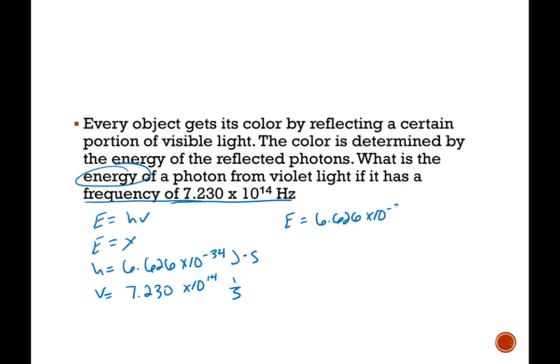When I plug that in, 6.626 times 10 to the negative 34 joules times seconds, times 7.230 times 10 to the 14, 1 over seconds. You can see how seconds will cancel, and I'd be left with an energy unit, joules, so that makes sense. You get 4.790 times 10 to the negative 19 joules.